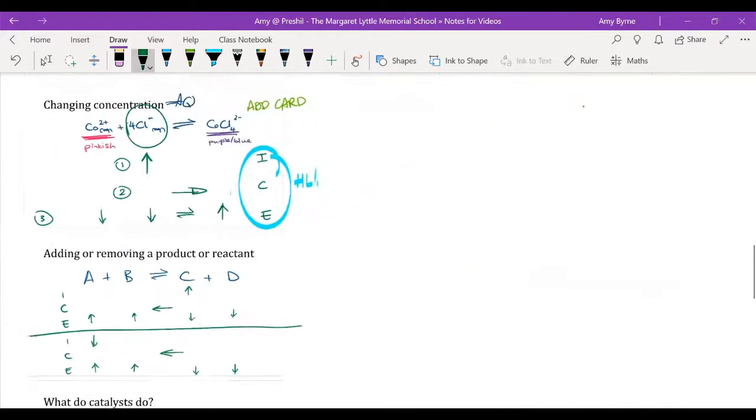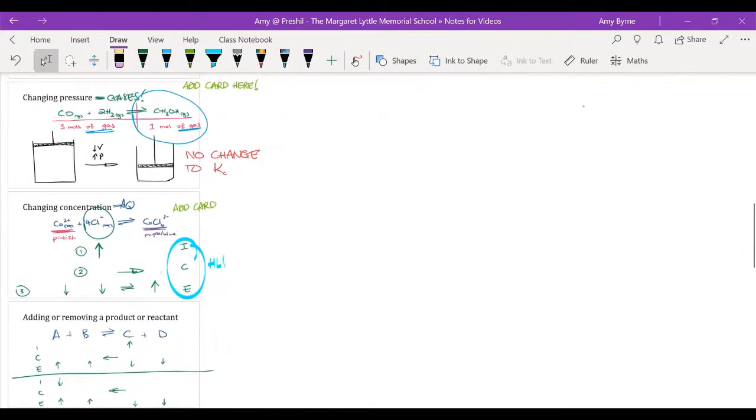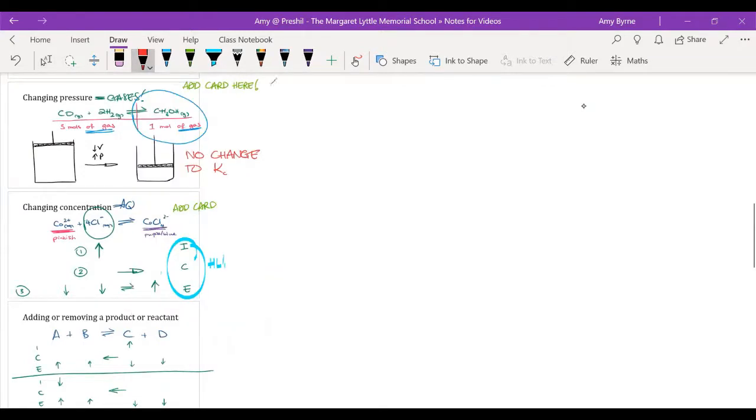Now, with all of these changes, there is no change to Kc. So if there's no temperature change, there is going to be no change to Kc.